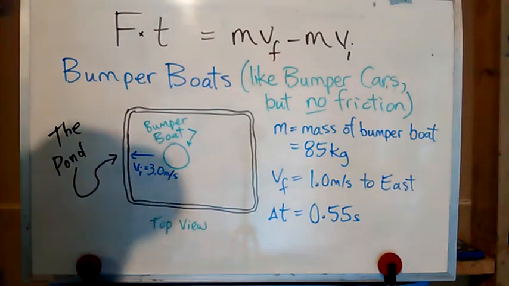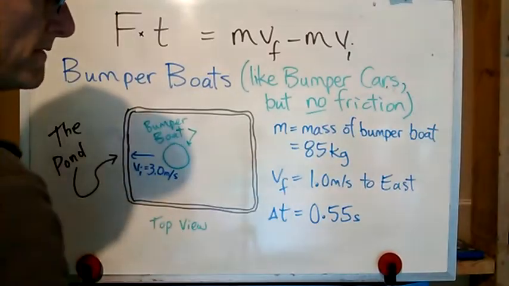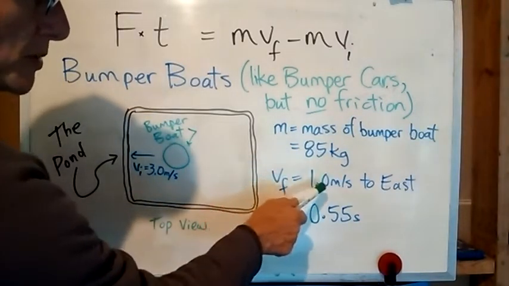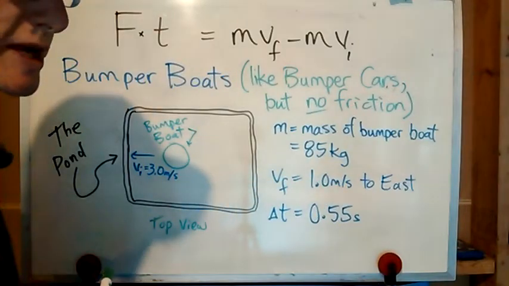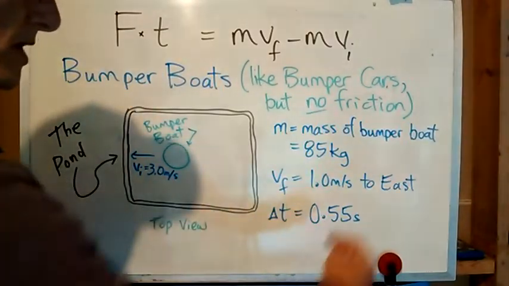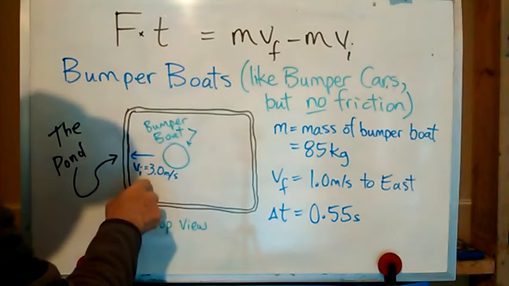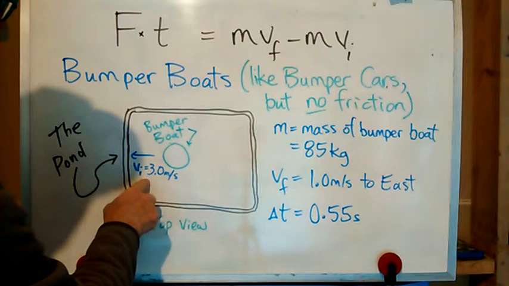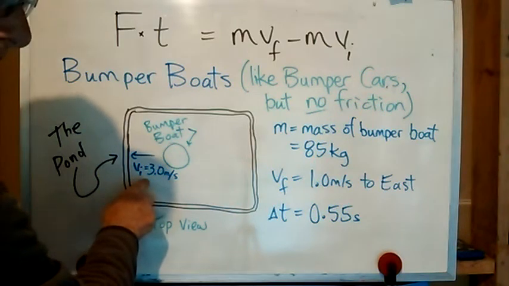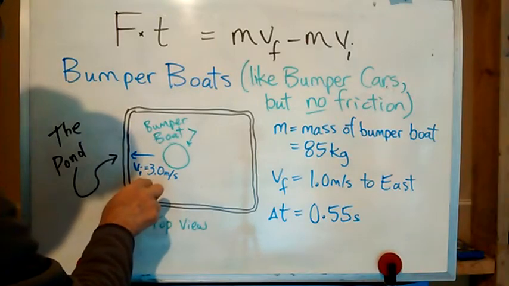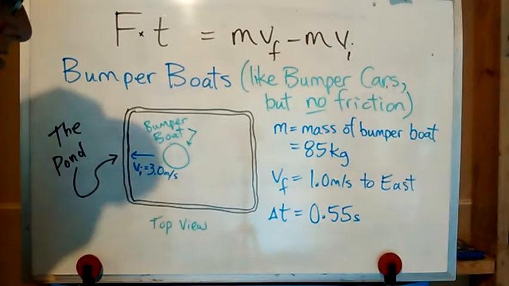So the rest of the information here, the mass of the bumper boat is 85 kilograms. The final speed of the bumper boat is 1.0 meters per second to the east. So it was originally going to the west at 3 meters per second. And to the west means in the number line negative. So it was initially going negative 3.0 meters per second.